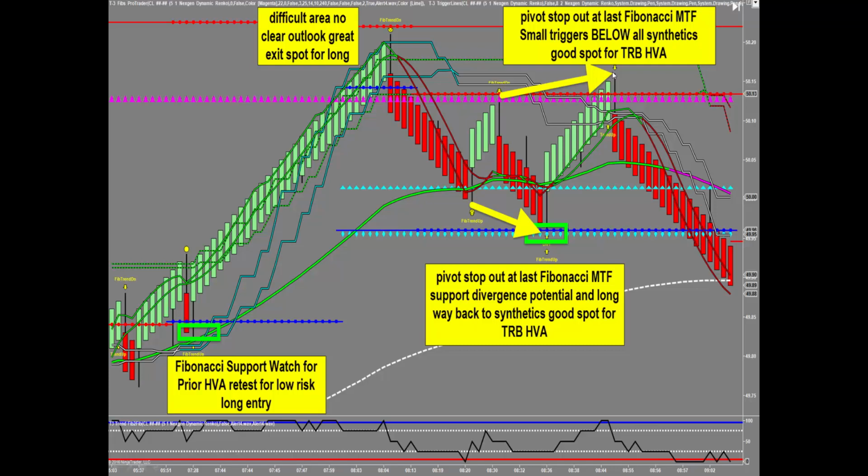Recognize the pivot stop out again with your triggers below. Maybe a tiny reversal bar gets you in at 12 or 11 and gives you the opportunity for the short trade.